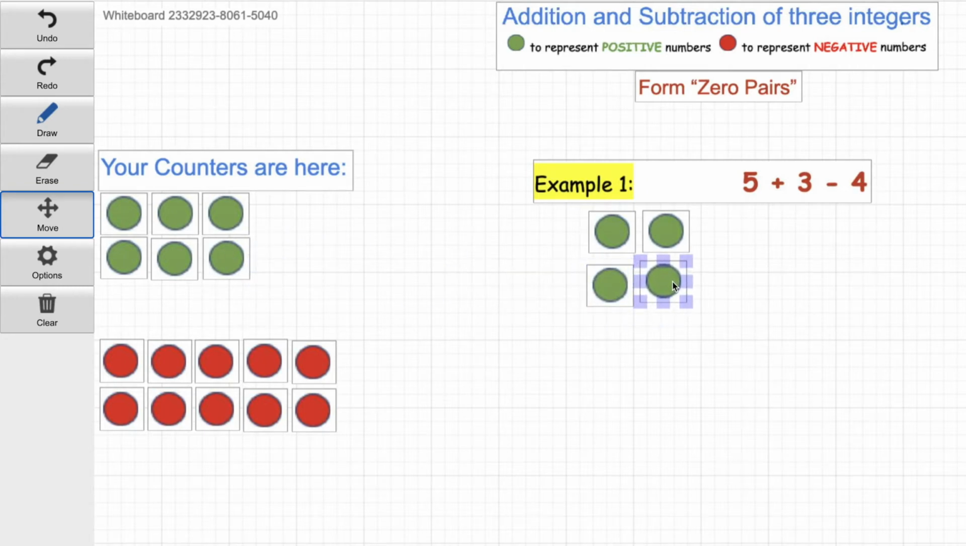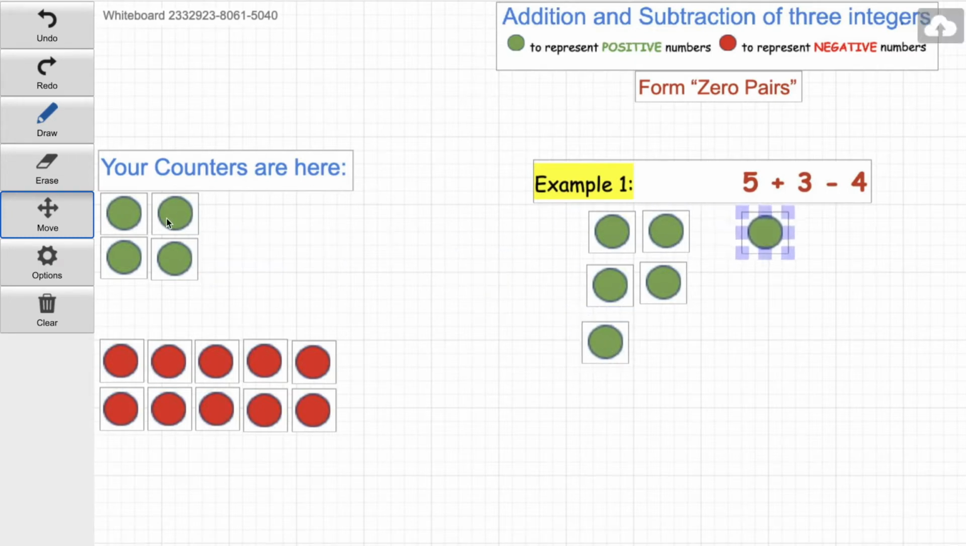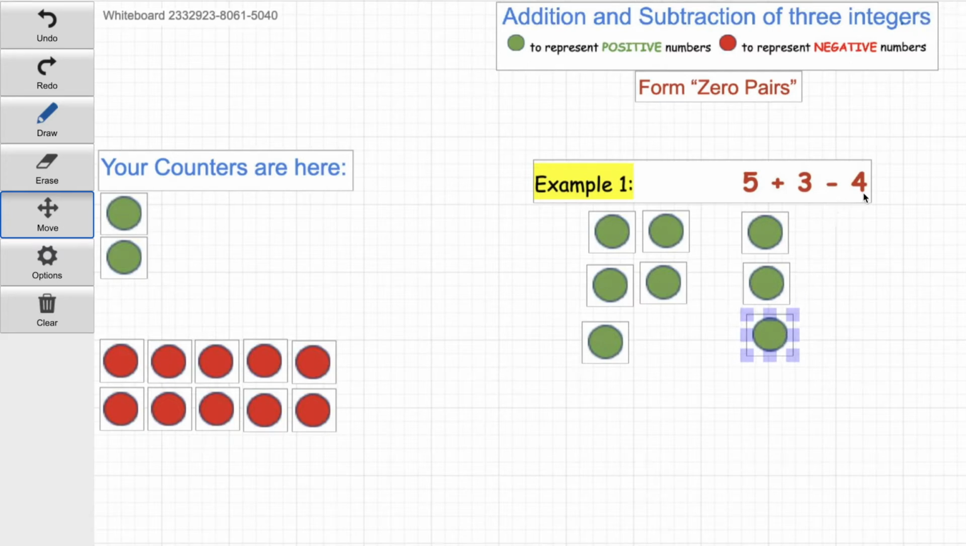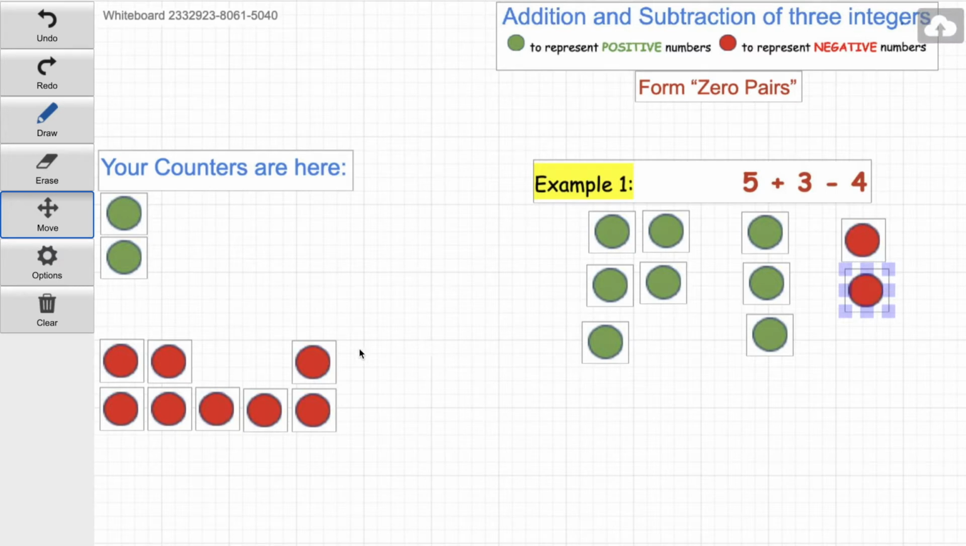Then we follow the same concept. We look and see that we have here positive 3. Always remember that the sign belongs to the number to the right. Now, all we need to do is to represent the positive 3. We're going to use 3 green counters. Now, the next number that we have is negative 4. Now, which counter are we going to use to represent negative 4? Very good. We're going to use the red counters. So we have 4 red counters.